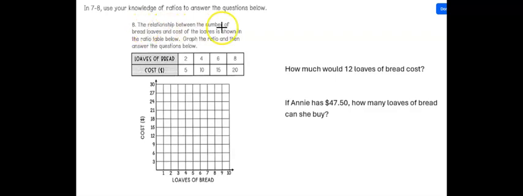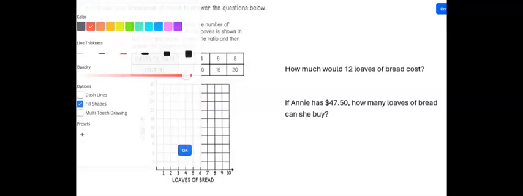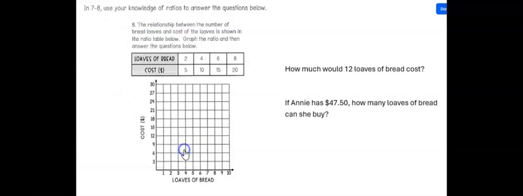The relationship between the number of bread loaves and the cost of these loaves is shown in the ratio table below. Graph the ratio and then answer the question. So we're going to graph it first just to see what the pattern looks like, see if we have an equivalent ratio table. We'll know if it goes through 0, 0 and forms that straight line, we'll know this is an equivalent ratio table. And we'll be able to use that information to help us answer those prompts.